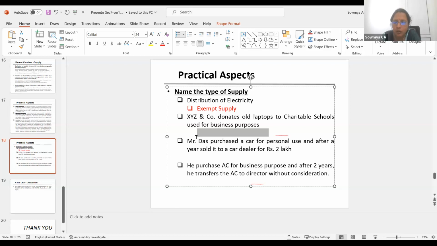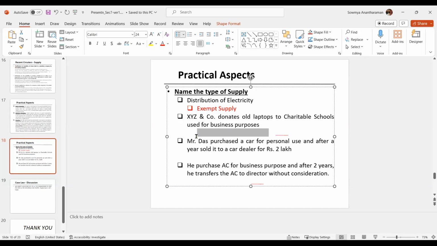Yes, sir. So what we understand is that distribution of electricity by the electricity company is an exempt supply vide notification. But if the landlord were to collect the electricity charges from the tenant, then that would be liable to tax. Okay, let's continue. Madam, there is one more aspect to it.